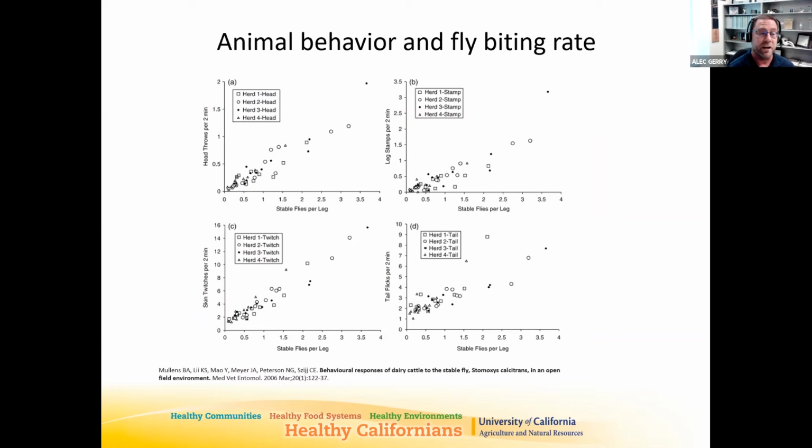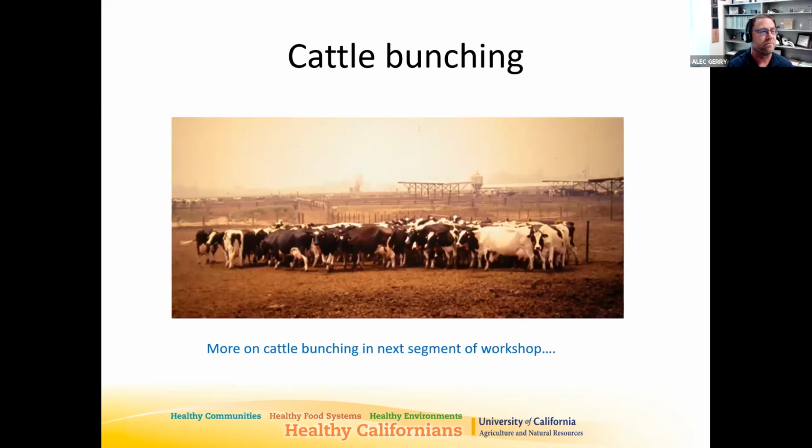In other words, the animals are spending much more of their time trying to throw flies off as the fly numbers increase, and that becomes important in terms of economic loss. Most importantly, when fly numbers are particularly high, the cattle begin to bunch. They go into these aggregations, these protective aggregations. And this is going to be really talked about in our next segment of the workshop. So I'm not going to say any more about it other than just to introduce that this is a real issue that stable flies are responsible for.